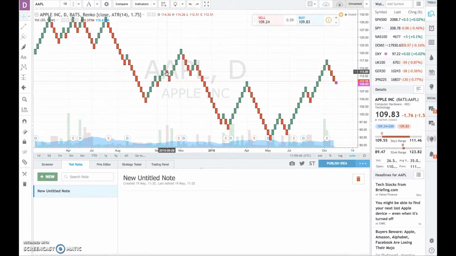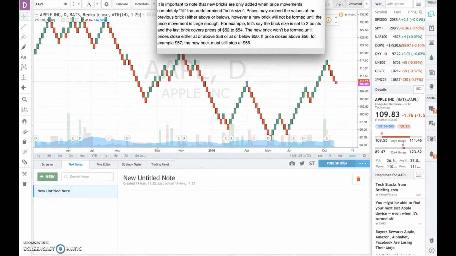Once the graph has moved in one direction or another by the brick size that you determine, a brick will be formed, either green or red, which is a great way to look at breakouts, resistance levels, and various forms of stock patterns. To break it down in more layman's terms, bricks are only added when price moves completely fill the predetermined brick size. Prices may exceed the value of the previous brick, either above or below. However, a new brick will not be formed until the price movement is large enough.